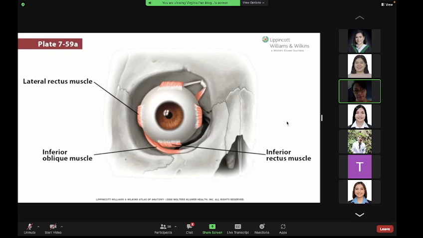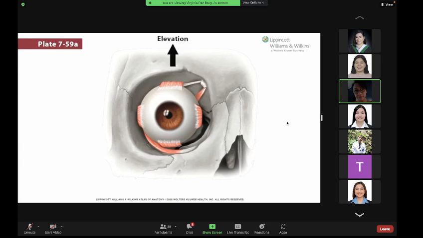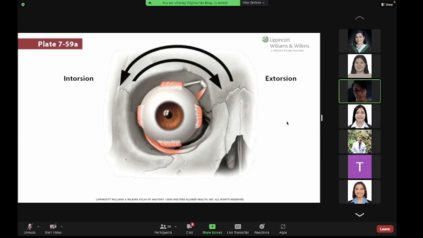Pointing the pupil superiorly is elevation. Pointing it inferiorly is depression. Pointing the pupil towards the median plane, or looking at the nose, is adduction of the pupil. Pointing the pupil away from the midline is abduction. The pupil may also spin around its axis. Spinning towards the midline is intorsion. Spinning away from the midline is extorsion.